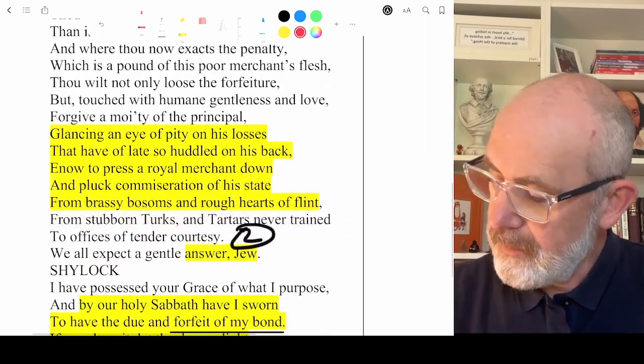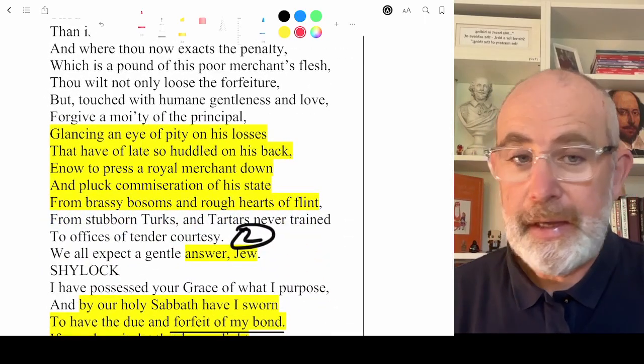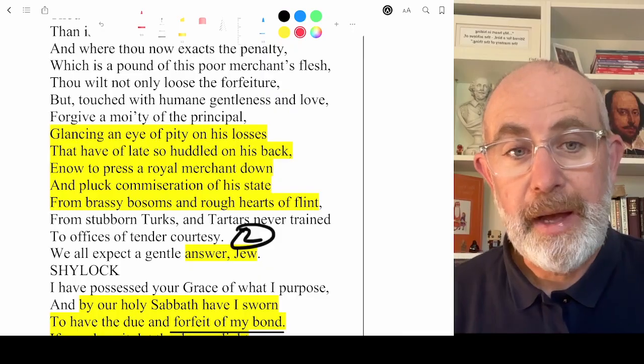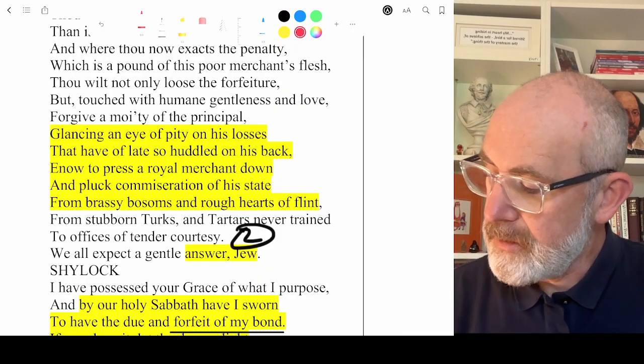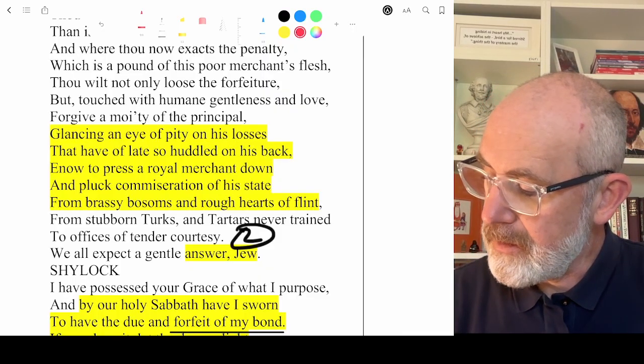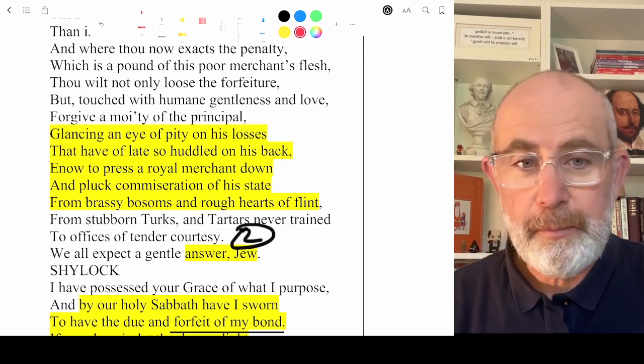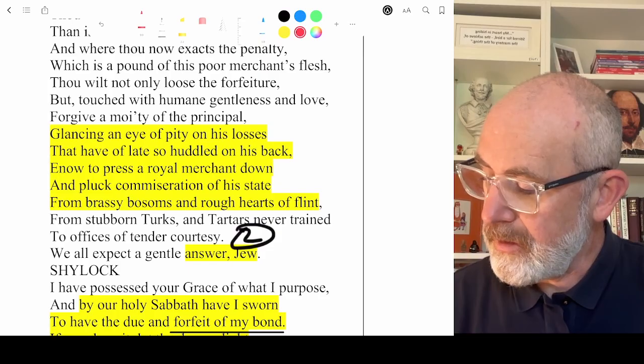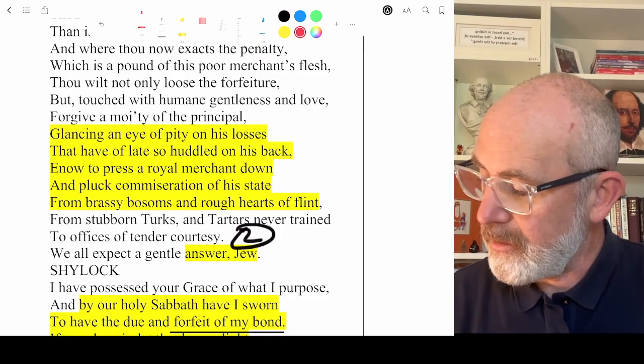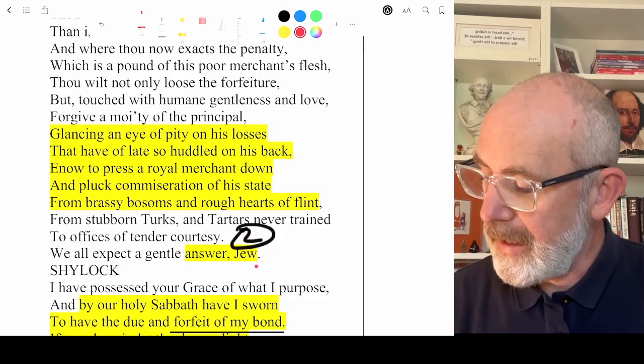The Duke calls for Shylock to be brought to the court. Shylock is brought in, and the Duke again implores Shylock to back off. He says, "glancing an eye of pity on his losses that have of late so huddled on his back, enough to impress a royal merchant down, and pluck commiseration of his state from brassy bosoms and rough hearts of flint, from stubborn Turks and Tartars never trained to offices of tender courtesy, we all expect a gentle answer, Jew."